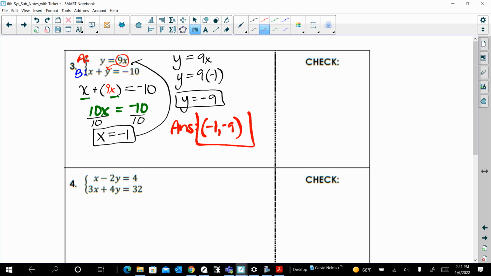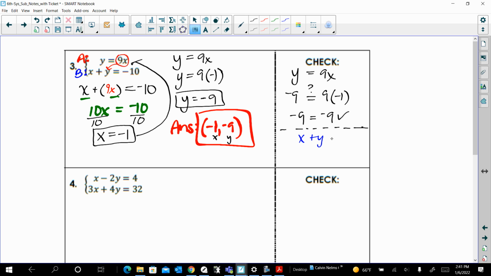This is our answer. All right, so to check it, we have to plug in the values that we have for this ordered pair, this x and a y, into the original equations. The first equation we had was y equals 9x. So that means our y is going to be substituted for the -9, and check to see does it equal 9 times the x, which was -1. Well, yes, it did. -9 equals -9. That works. Well, the second equation, equation B, had x plus y equals -10. So I'm plugging in the -1 for x, and I'm plugging in a -9 for y, and I'm checking to see does it equal a -10. Well, yes, it does. -10 equals -10. It works. So this is the correct solution, the correct answer.